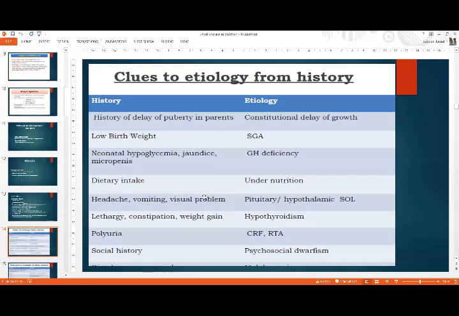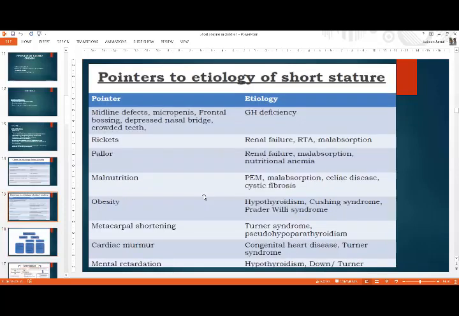If there is a midline defect, microphallus, frontal bossing, depressed nasal bridge, crowded teeth, the etiological cause of short stature will be growth hormone deficiency. If the child has rickets, then you have to look for renal causes like renal failure, renal tubular acidosis, also malabsorption due to micronutrient deficiencies.